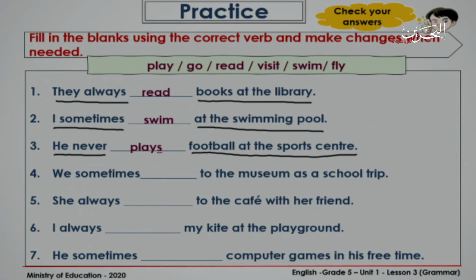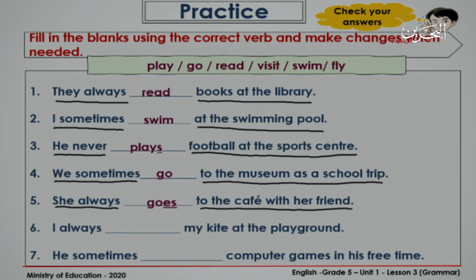Look here, we added S to the verb because you have he. Number 4. We sometimes go to the museum as a school trip. Here you didn't add S because you have we. Very good. Number 5. She always goes to the cafe with her friend. We added S here because we have she.